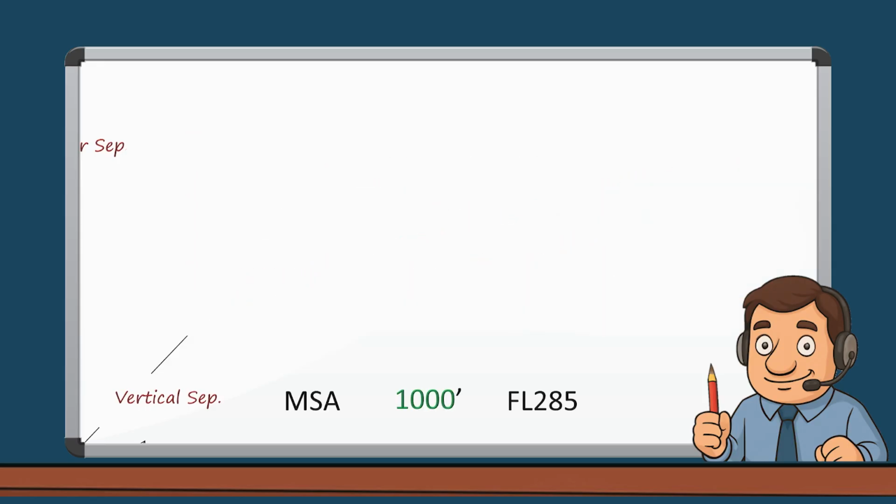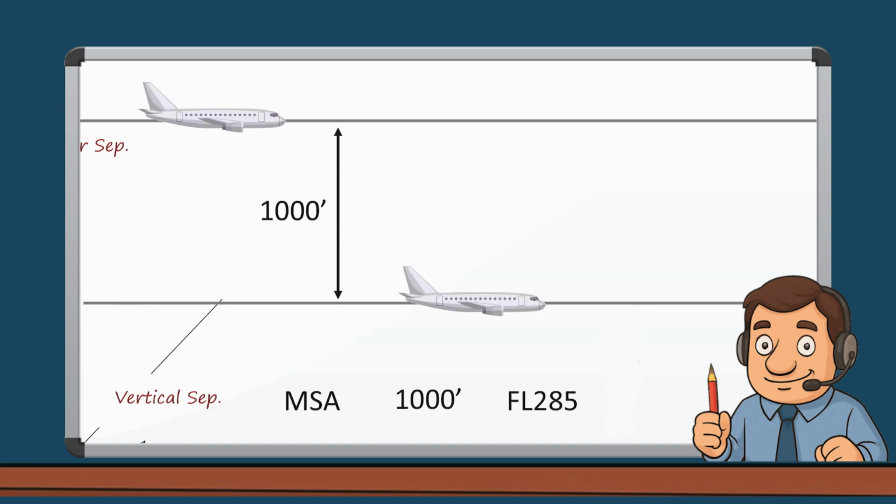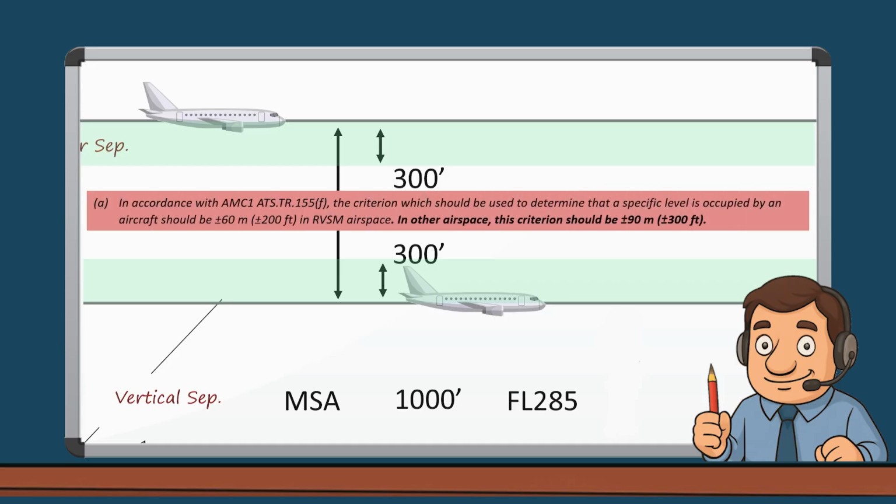This means that you can achieve an alternate form of separation by having aircraft 1,000 feet from each other. There's also a tolerance of 300 feet above and below its assigned altitude. This is per Part ATS TR 155, stating that in accordance with the AMC to ATS TR 155, the criterion which should be used to determine specific levels of occupied aircraft should be plus minus 200 feet in RVSM airspace. In other airspace, this criterion should be plus minus 300 feet.